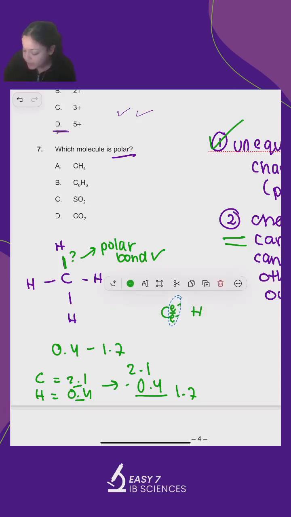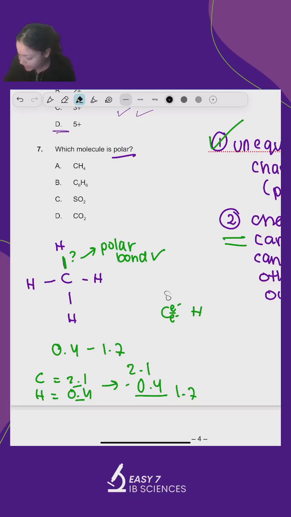So actually that creates a partial negative charge on my carbon, and a partial positive charge on my hydrogen. So that's what that does. What I mean by the molecule being symmetrical is that there has to be overall partial negatives and partial positives that give me an overall dipole. So what does that mean?